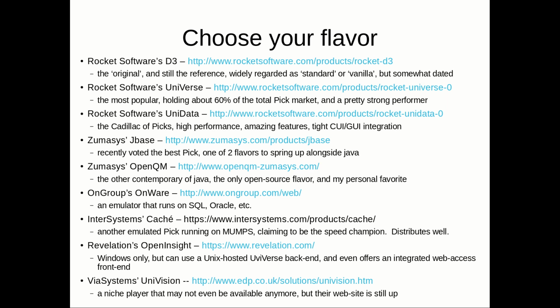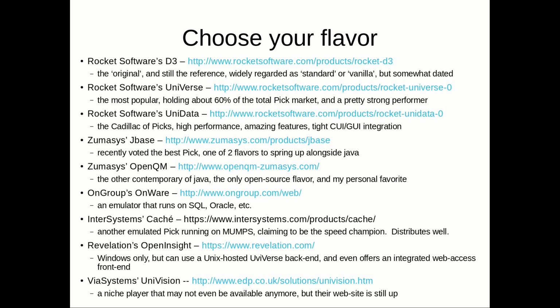JBase and OpenQM, by the way, were both born over in England in the early 90s. They're kind of contemporaries of Java. Java touted write once, run everywhere. That was originally a PIC thing, because there were so many PIC vendors, so many flavors of PIC, you could write your application and run it anywhere. There's OnGroups Onware, which is really PIC being emulated on Oracle, SQL, etc.